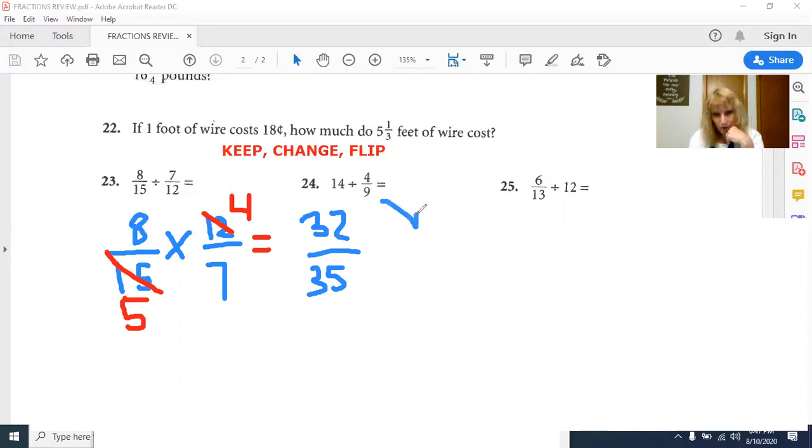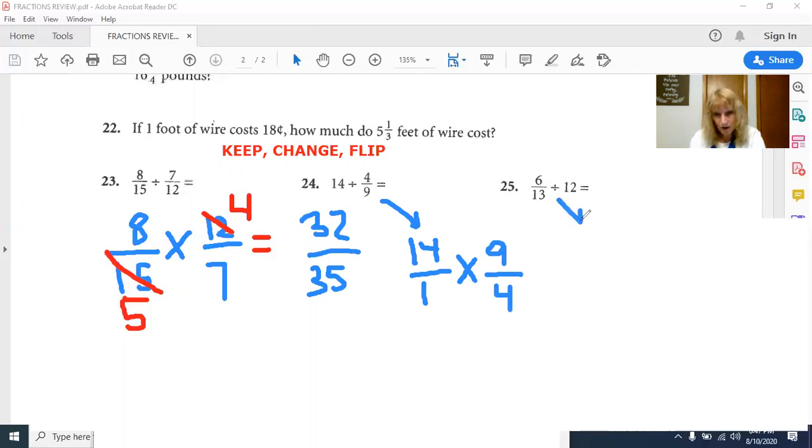So here's number 24. It's going to be keep the first fraction, which is 14, and we're going to put it over 1 because it's a whole number. Change the sign to times, flip the second fraction. 9 will go on top, 4 will go on the bottom. And then I'll let you figure it out from there.